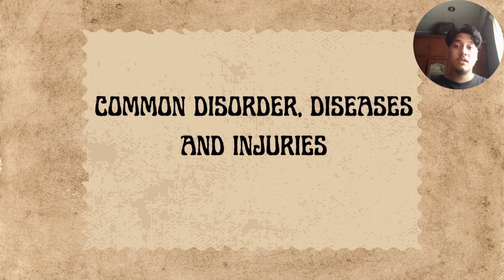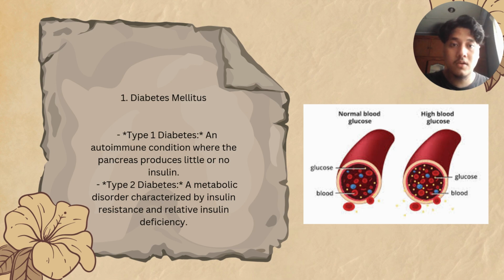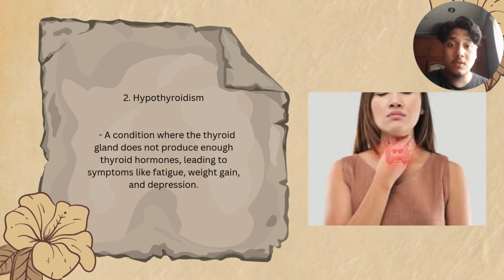So, common disorders, diseases, and injuries. First, diabetes mellitus. It has two types: type 1 diabetes, an autoimmune condition where the pancreas produces little or no insulin, and type 2 diabetes, a metabolic disorder characterized by insulin resistance and relative insulin deficiency.